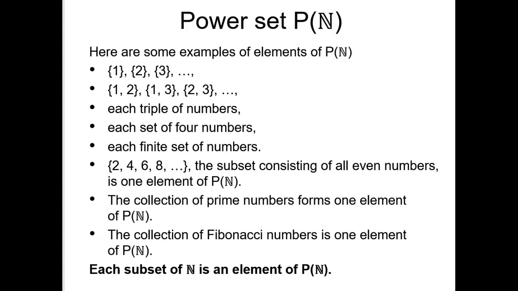We could look at the triples of the numbers, like 3, 6, 9. We could just look at the sets of 4 numbers, 1, 2, 3, 4, 5, 6, 7, 8, 1, 2, 3, 5. We could look at each finite set of numbers. We could say the subset consisting of all the even numbers. We could say the prime numbers. We could say the Fibonacci numbers. And each of these is a subset of the natural numbers. They're all elements of the power set of the natural numbers.